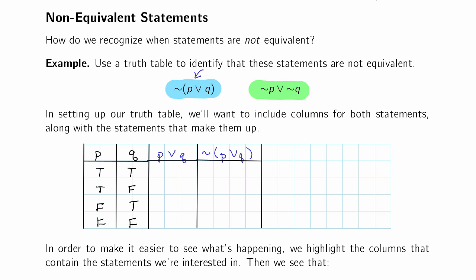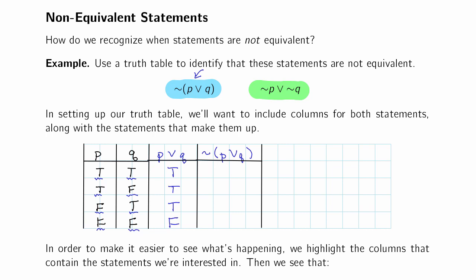Let's go ahead and calculate those truth values. So P or Q, remember or is true as long as at least one of the statements is true. So true or true, we want true. True or false, still at least one of those is true, so that's true. False or true, at least one of those is true. False or false, okay, those are both false. That's when or is false.